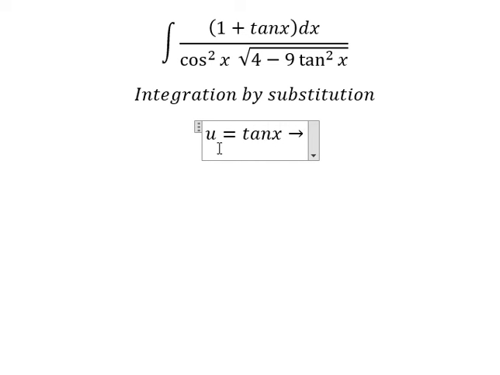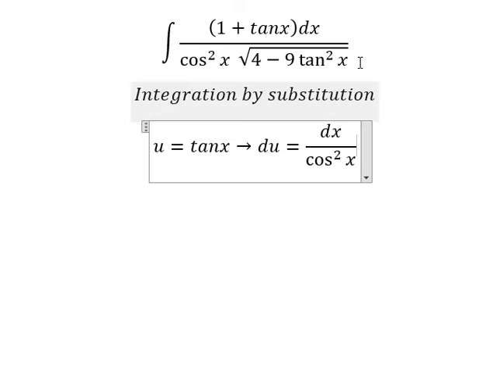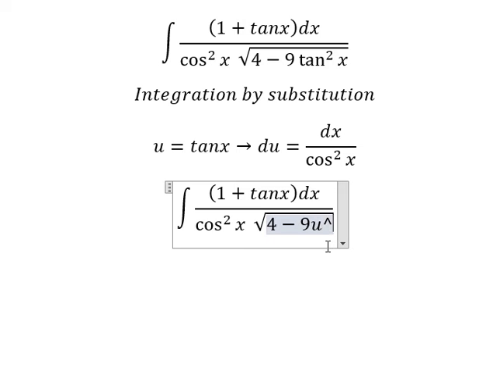Later, we first take the derivative of both sides, and we have du equals dx over cosine x squared. This one we change to u, and that is u squared. This one we change to u. dx over cosine x squared we change to du.